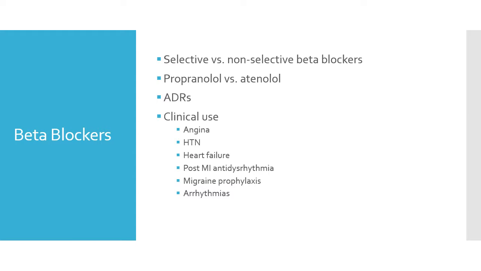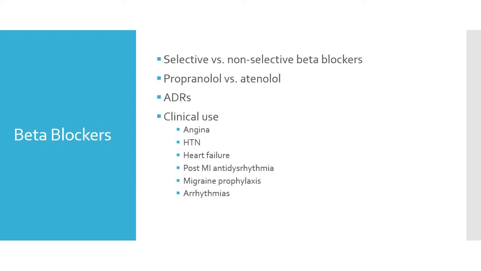Beta blockers, which you're probably fairly familiar with, but let's go through them. These are the beta adrenergic antagonists, also known as blockers. They act by occupying the beta receptor sites, and they prevent, as mentioned previously, catecholamines as well as other beta agonists from occupying these receptors.